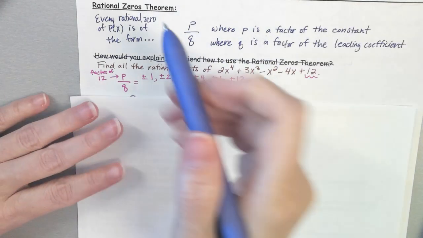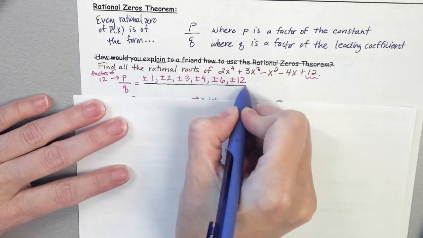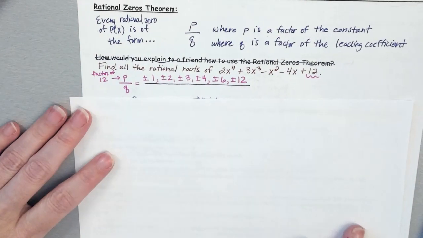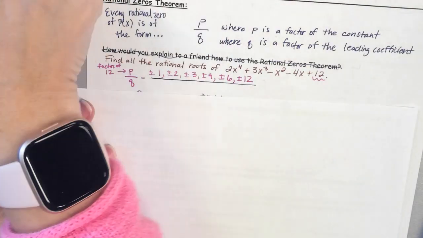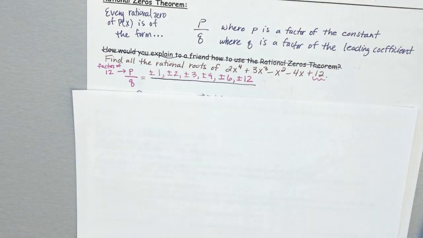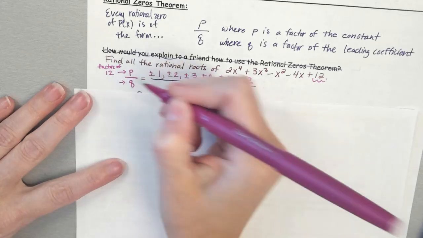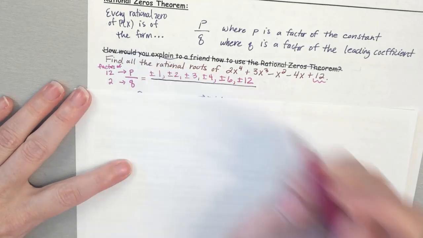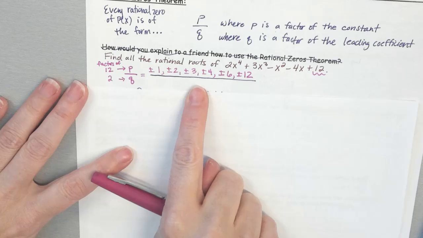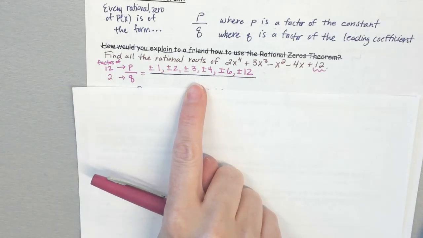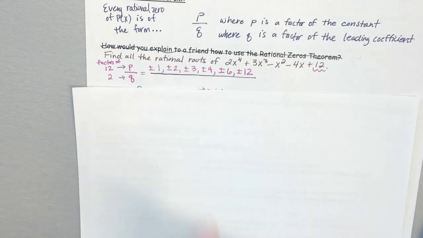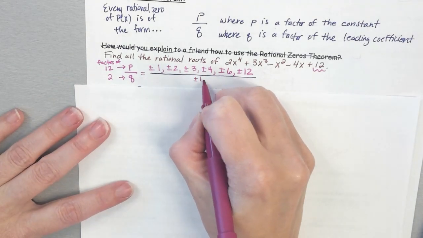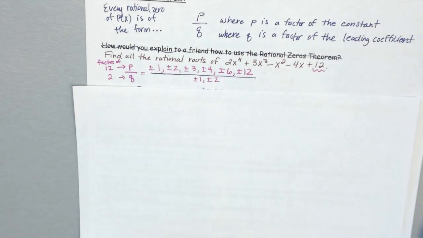Okay, and then all of that is going to be over the factors of Q. So P is the factors of 12, Q is the factors of the leading coefficient, and the leading coefficient is 2. Okay, so I want you to list those factors here. So what are the factors of 2? What multiplies to make 2? Yes, so we're just going to put plus or minus 1 and plus or minus 2. You guys understand what I mean by factors, right? Just what multiplies to make that value.